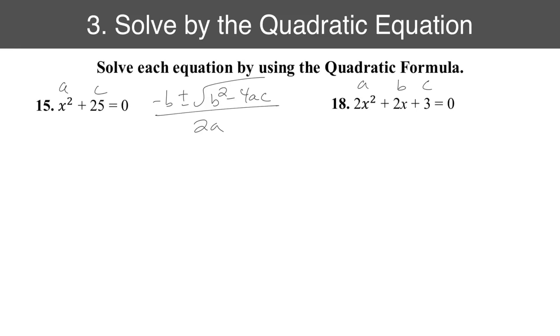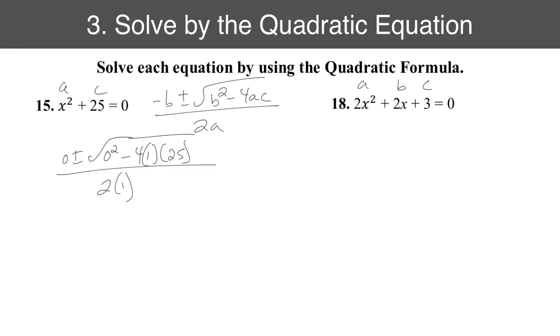All right, so let's give the first one a try. So we have x squared plus 25. The x squared is your a, the 25 is your c. So let's plug it in. We don't have a b, so that would just be 0 plus or minus the square root of 0 squared minus 4 times 1 times 25. All right, and then on bottom would be 2 times a, which a is 1.